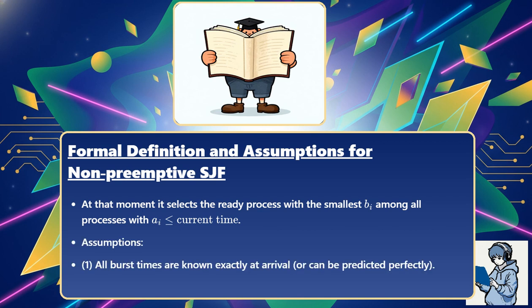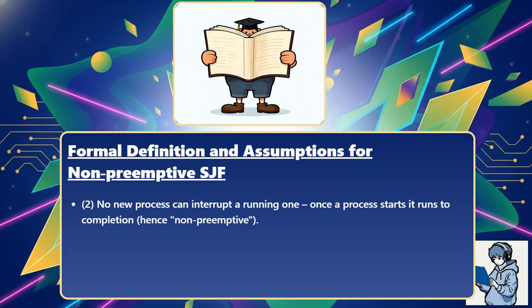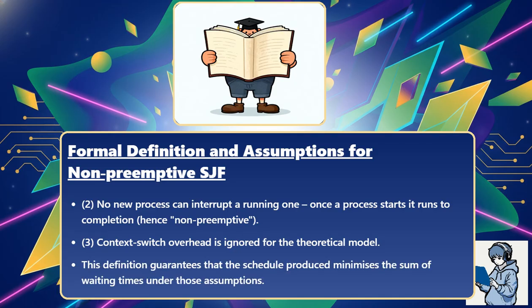Assumptions: 1. All burst times are known exactly at arrival or can be predicted perfectly. 2. No new process can interrupt a running one. Once a process starts, it runs to completion, hence non-preemptive. 3. Context switch overhead is ignored for the theoretical model. This definition guarantees that the schedule produced minimizes the sum of waiting times under those assumptions.